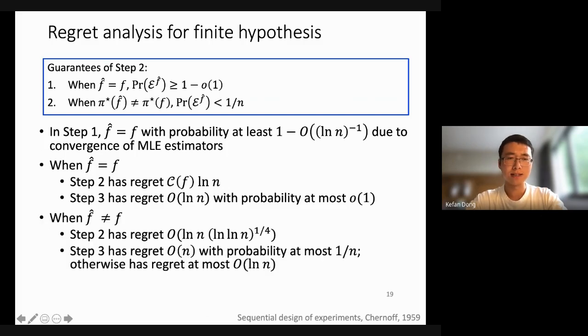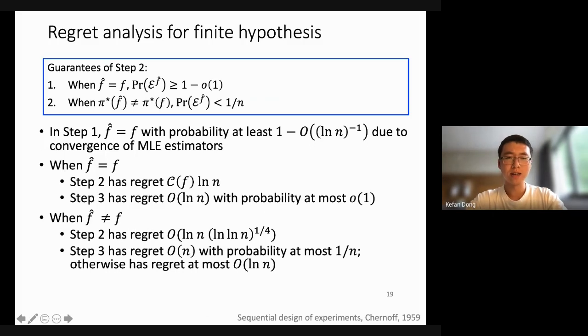And in the second case, where our initial estimation is not correct, step 2 will have a regret of something like log n times log n to the power of 1 over 4. This is because we have an upper bound for the frequency as a second parameter in our optimization problem. In this case, we choose log n to the power of 1 over 4. But since this case only happens with probability 1 over log n, the expected regret in this case is also a low order term, and it can be thrown away.